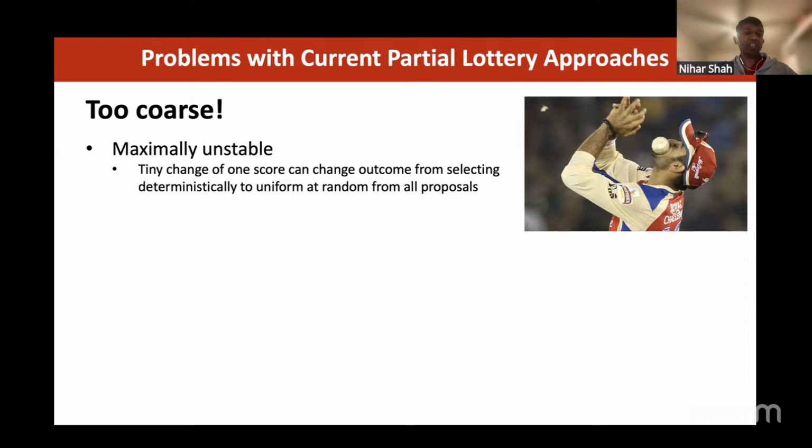For example, these approaches are maximally unstable, meaning that an arbitrarily small change in the score of just one proposal can change the overall outcome from selecting deterministically to going uniformly at random from all of the proposals.